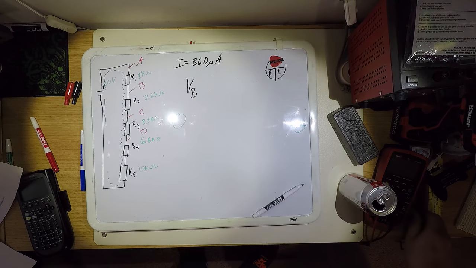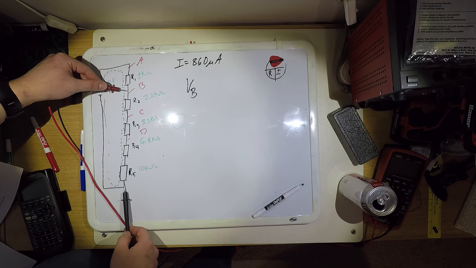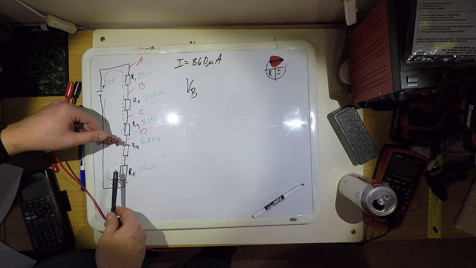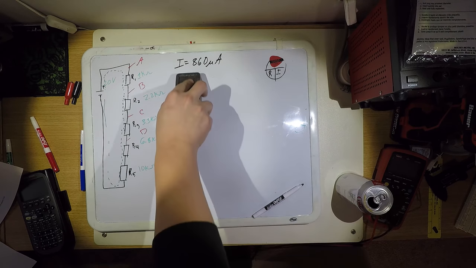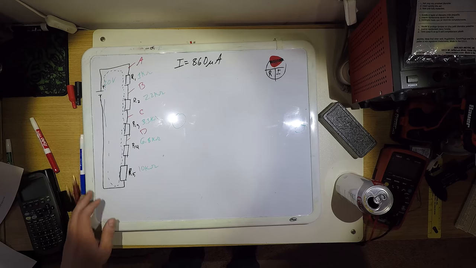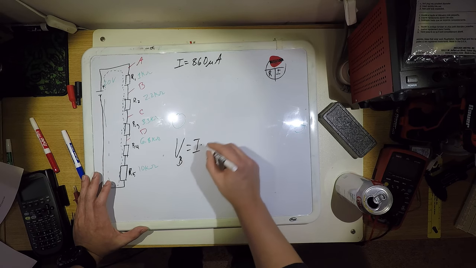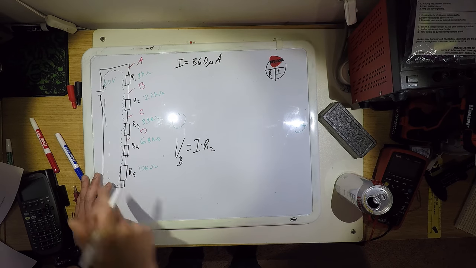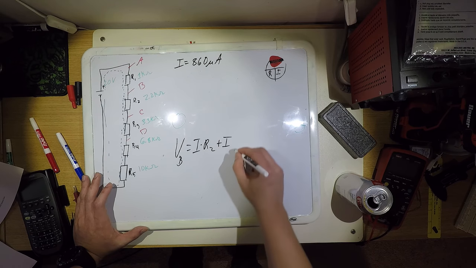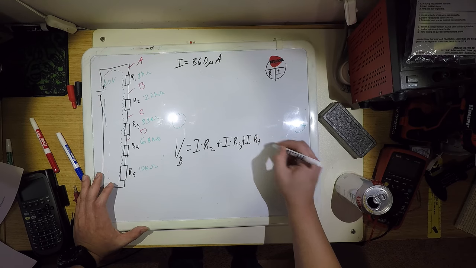If I were to grab my probes, how do you measure VB? Positive lead over here, negative lead on ground. So we do the same thing. What is VB? VB is equal to the voltage of R2, the voltage of R3, the voltage of R4, the voltage of R5. And for this one, I'm going to need a bit more space, because as I write it out, V at B is equal to I times R2, because if I probe here, I am probing R2, R3, R4, and R5, plus I times R3, plus I times R4, plus I times R5.